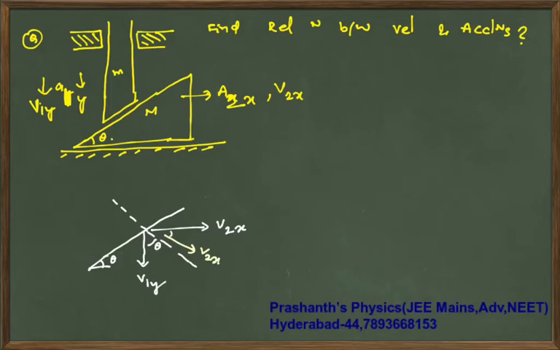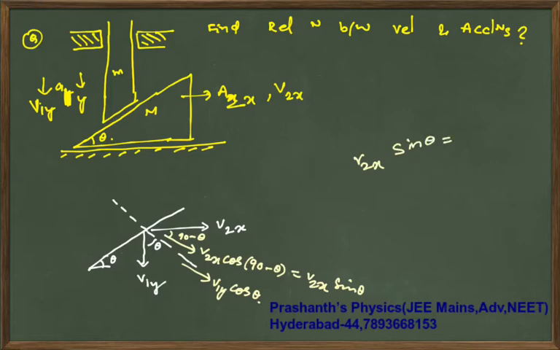v2x cos of (90 minus theta), that is equal to v2x sin theta, and for this it is v1y cos theta. So now these two are supposed to be equal, which implies v2x sin theta is equal to v1y cos theta. So that will give you tan theta is equal to v1y by v2x.